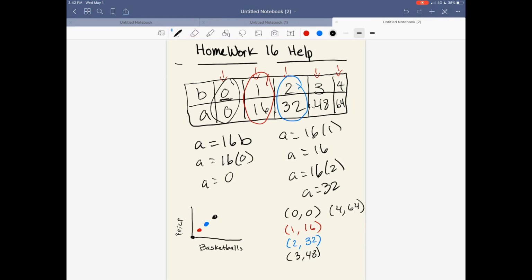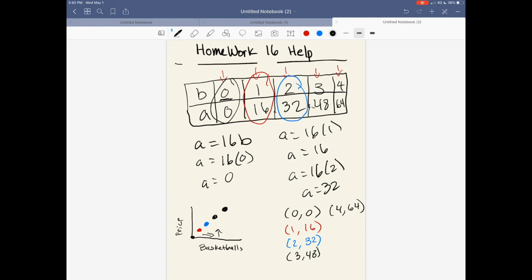Right, do you see how as I go this way, the price also goes up? Okay. So that is one of the options here, and that is the correct option, I believe. The lines are not connected, it's just dots. Okay, and I'll explain why in a second. So that one is correct.